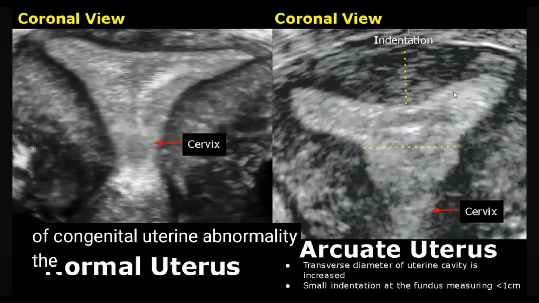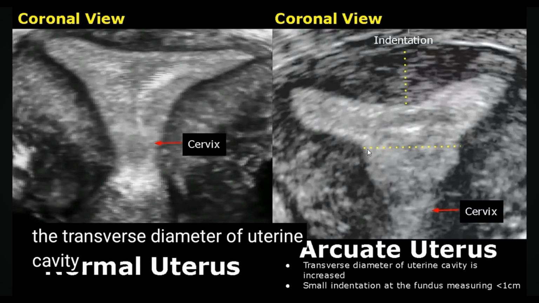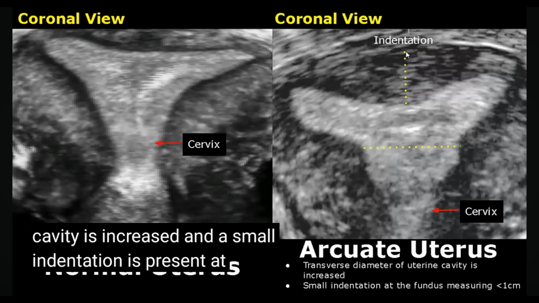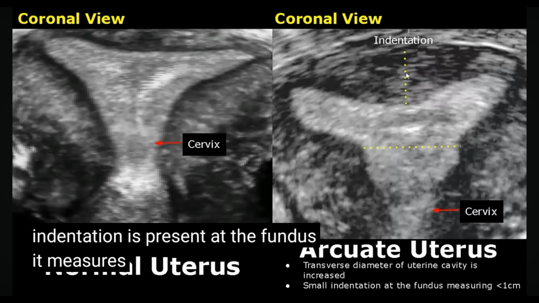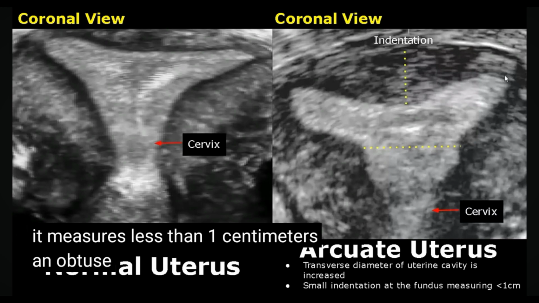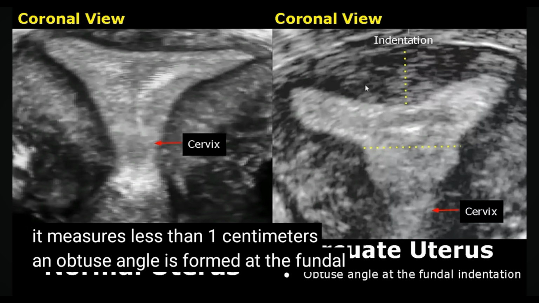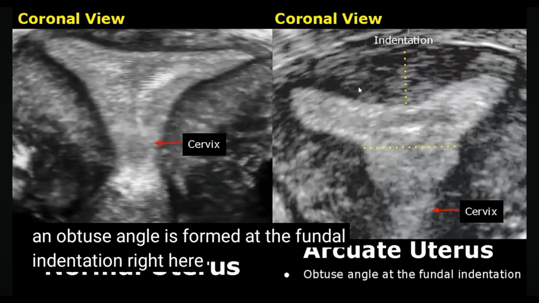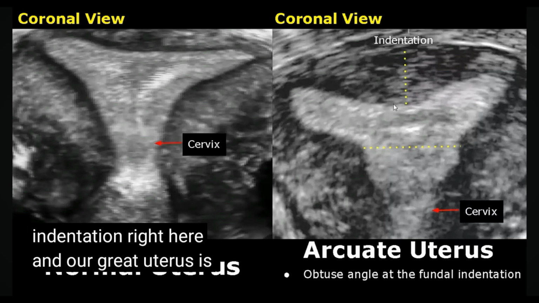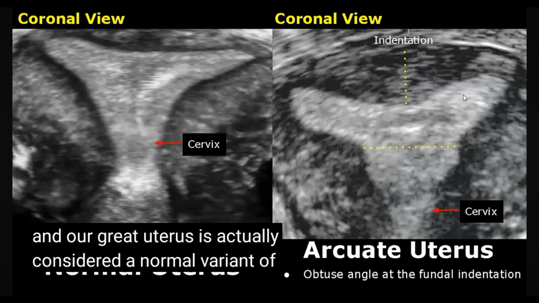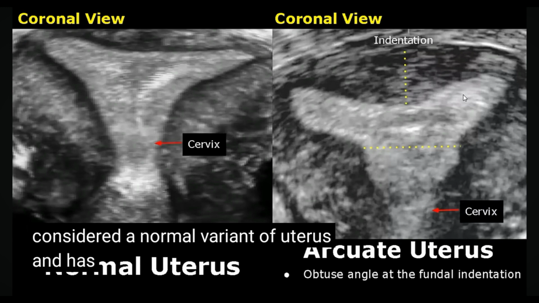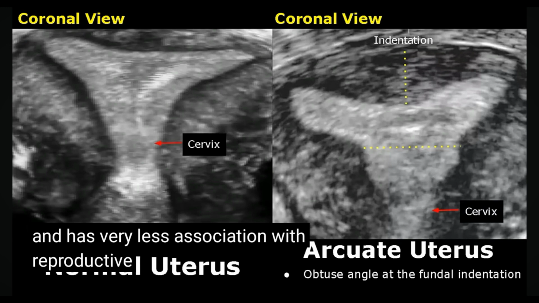Arcuate uterus is the least serious type of congenital uterine abnormality. The transverse diameter of the uterine cavity is increased and a small indentation is seen at the fundus. It measures less than 1 centimeter. An obtuse angle is formed at the fundal indentation right here, and the arcuate uterus is actually considered a normal variant of the uterus and has very little association with reproductive failure.